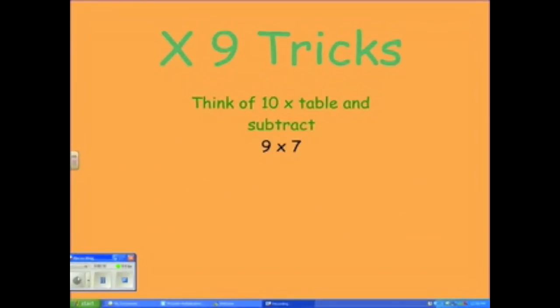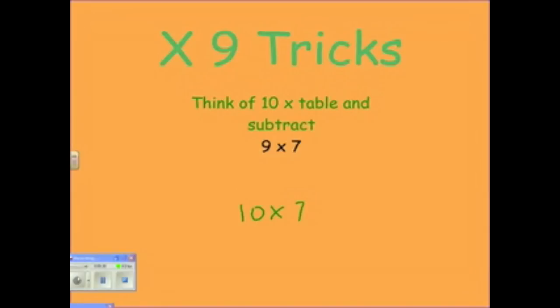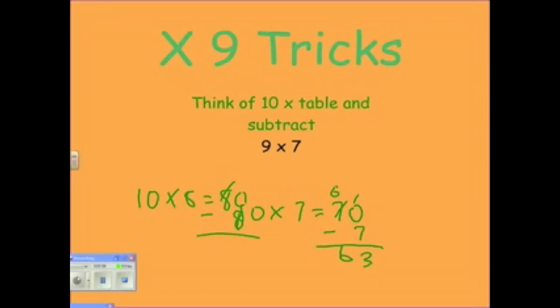Here's another trick for the 9 times table. For example, if it is 9 times 7, think of it as 10 times 7, it's 70, and minus 7 and it's 63. For example, if it is 9 times 8, then think of it as 10 times 8 and it's 80 and minus 8 and it's 72.